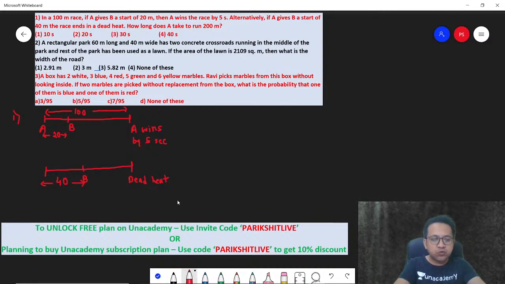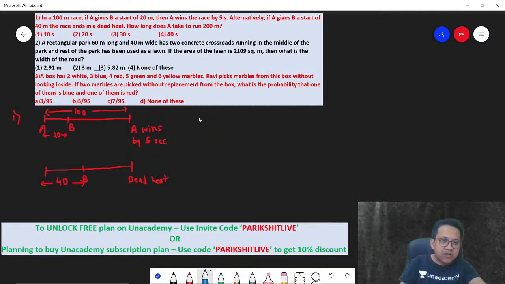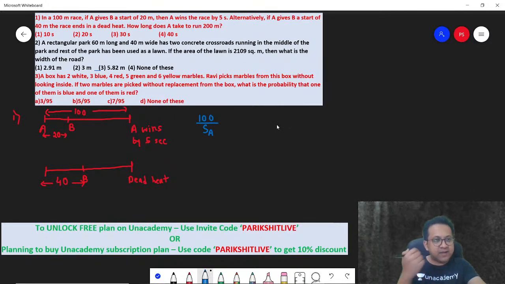Okay. I have drawn two diagrams. Let's try to frame equations based on these diagrams. Let's take the first diagram. Let's try to frame an equation in terms of time. Time is not directly given to you, but can I say time is distance divided by speed? So what is the distance? The distance that A runs is 100. Speed of A is not directly given. Let's call it SA. So distance divided by the speed is the time taken by A.